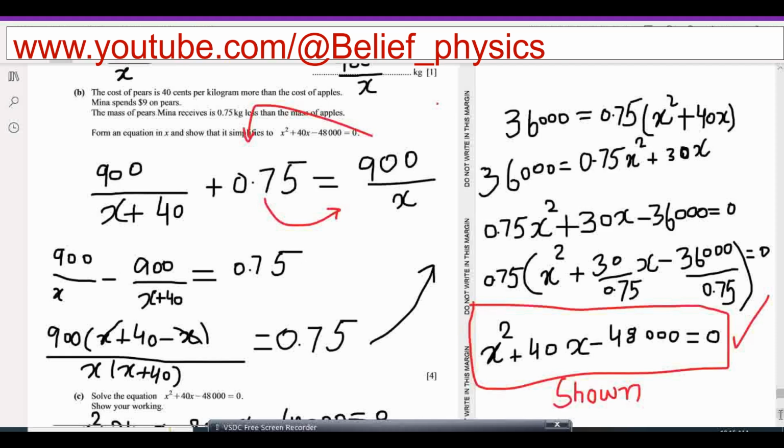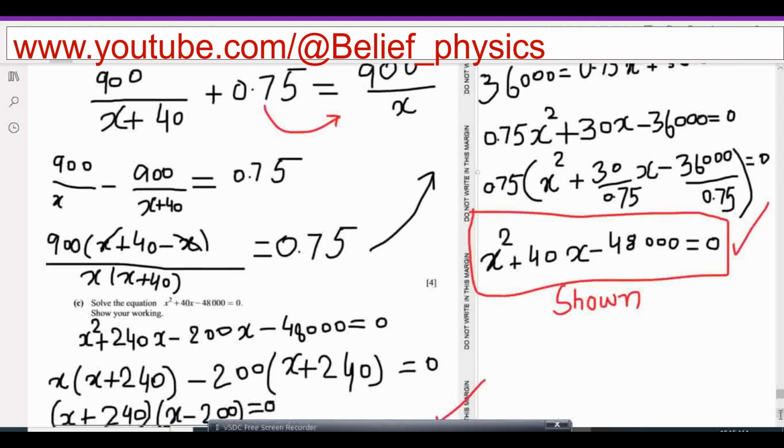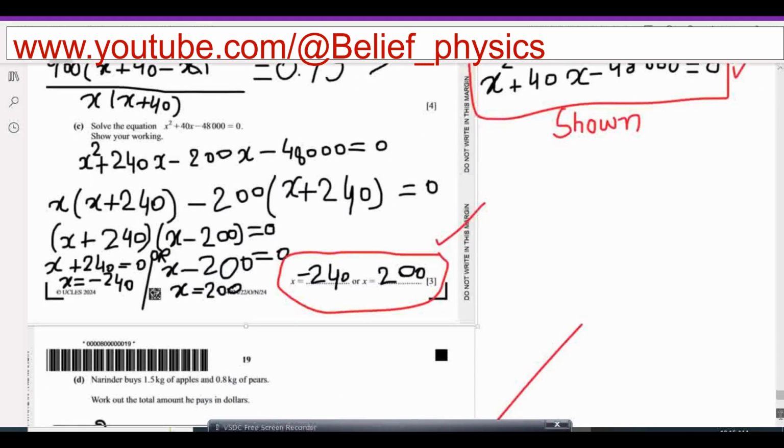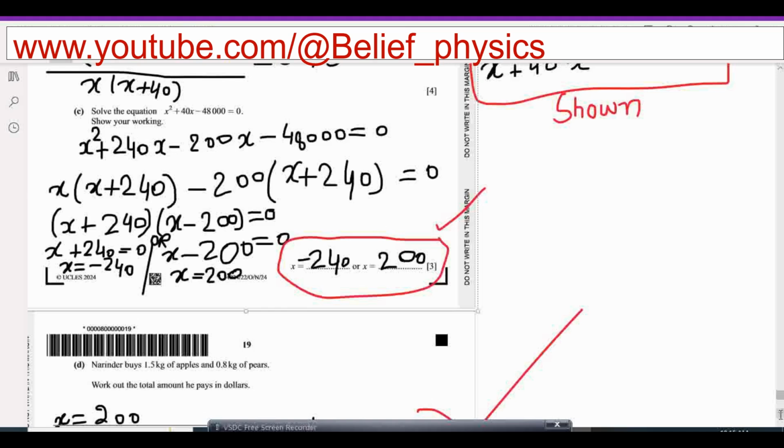Next, we have to solve this equation. In order to solve this, we can use the completing the square method, we can use the quadratic formula, or we can use the factorization method. I use the factorization method. We have to think of two numbers which on subtraction give you 40 and on multiplication give you 48,000. They are 240 and 200.